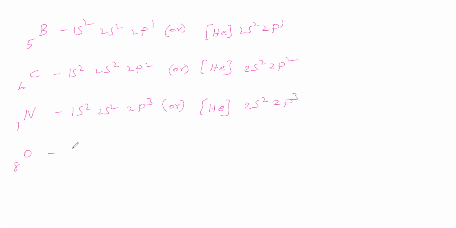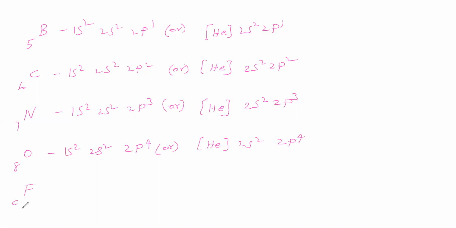Then oxygen, atomic number 8, electronic configuration 1s2 2s2 2p4. This we can write in the form of helium 2s2 2p4. Valence shell configuration is 2s2 2p4. Valence electrons are 6 electrons.